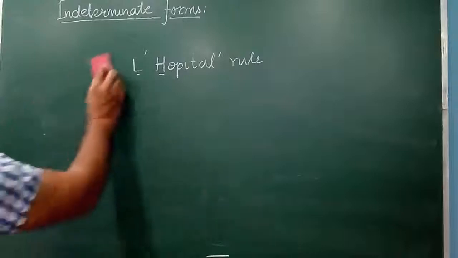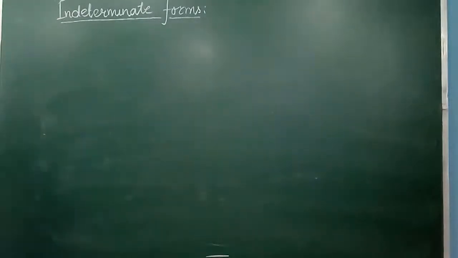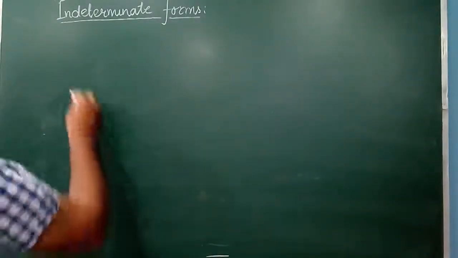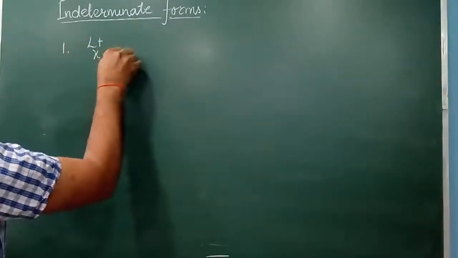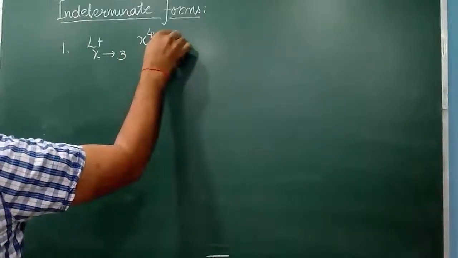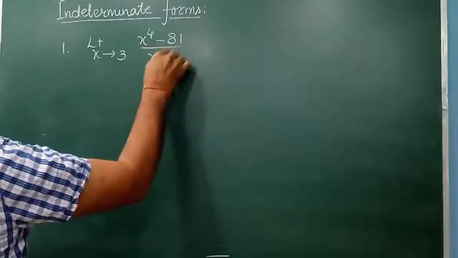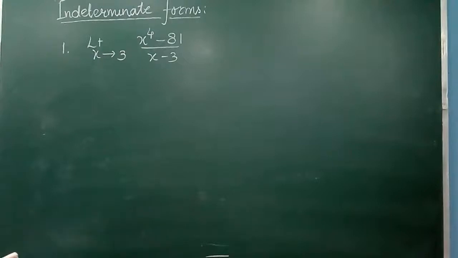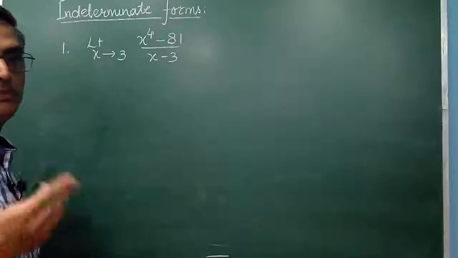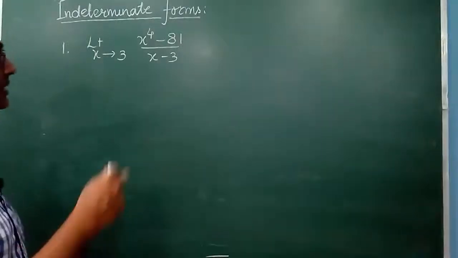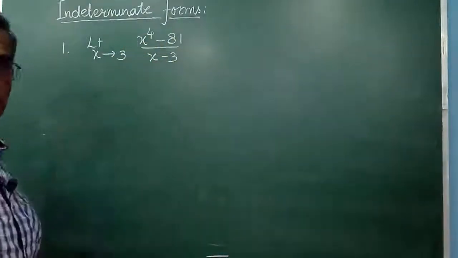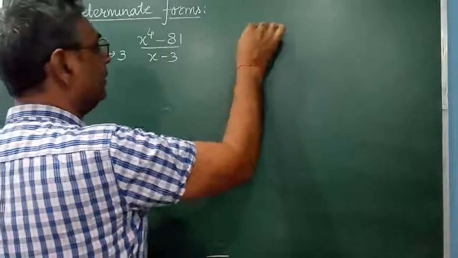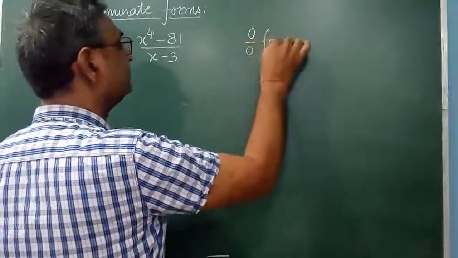So the first question that we will be doing is, limit x tending to 3, x to the power 4 minus 81 by x minus 3. This is given. Now just see, if I put the limit here, 3 to the power 4 is 81 and 3 minus 3 is 0. So 81 minus 81 is also 0. So this is of the form 0 by 0 form.